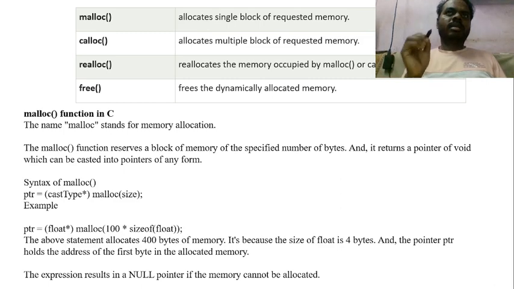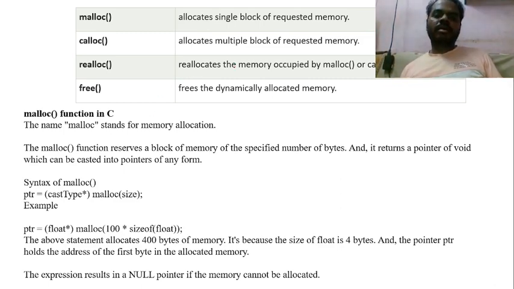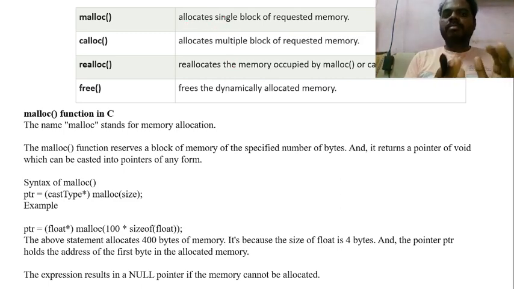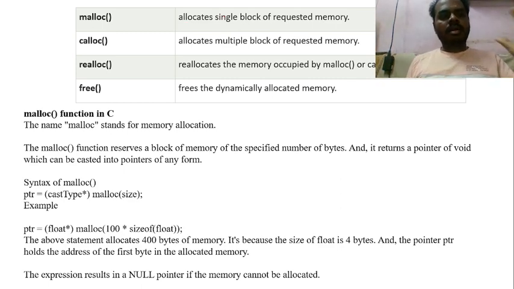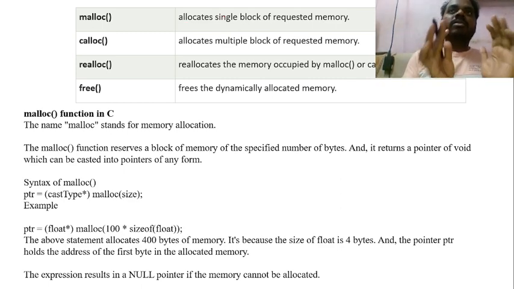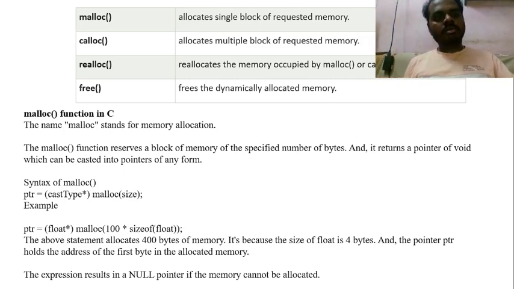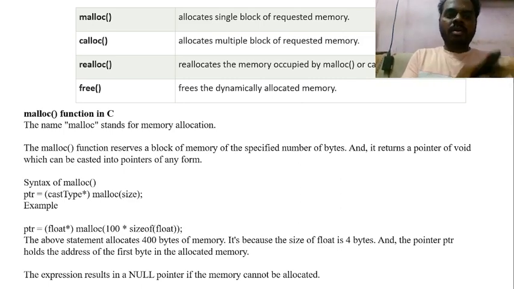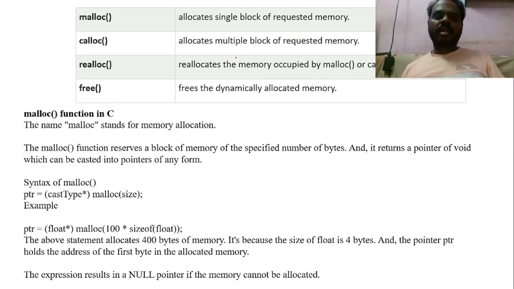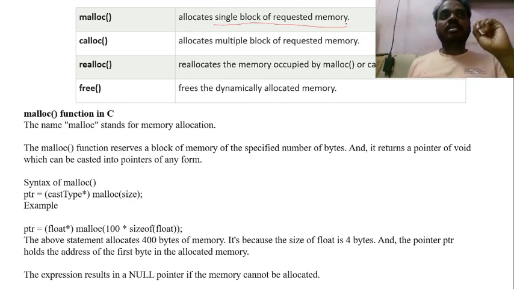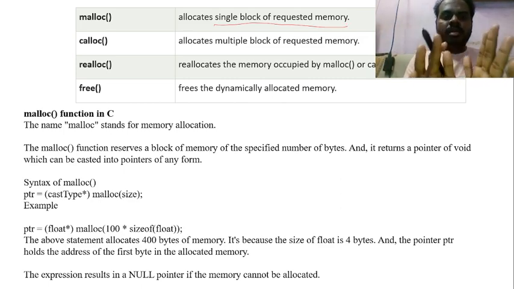Next, we should know what malloc, calloc, realloc and free are. I have a simple definition for malloc: it allocates memory. Malloc, calloc and realloc are three concepts used to allocate memory. Malloc allocates memory, calloc also allocates memory, and realloc also allocates memory. The main role of malloc is that it allocates memory in a single block of the requested memory. Make sure of this point: it is a single block.